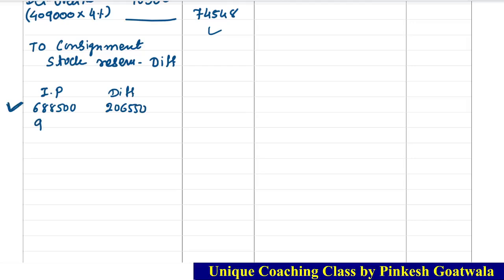So we have goods of 99,000, the stock remaining at invoice price. What will be the difference for that? Think practically: for goods sent at 6,88,500 invoice price, the difference is 2,06,550. So what will it be for 99,000? Here you will get a difference of 2970.